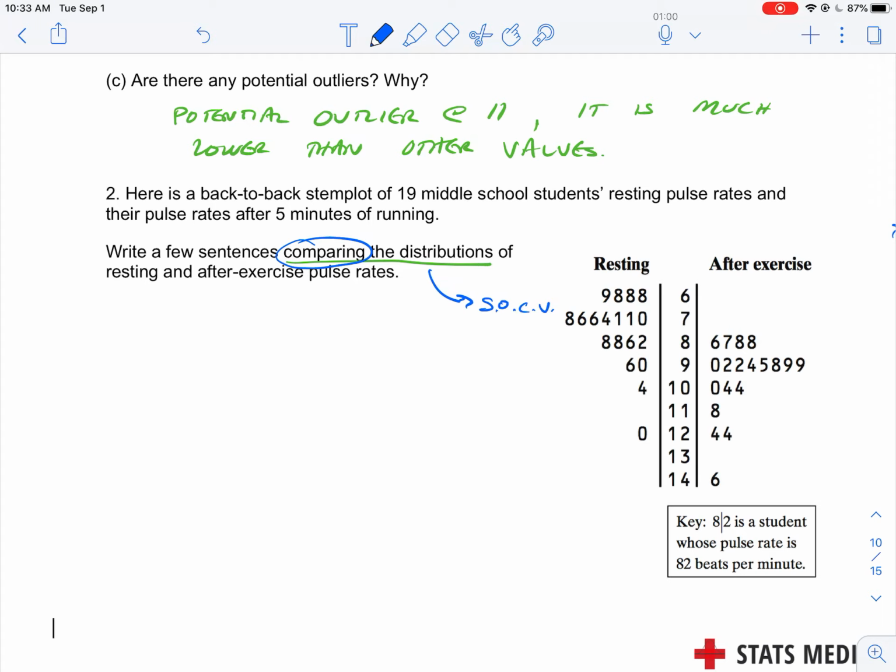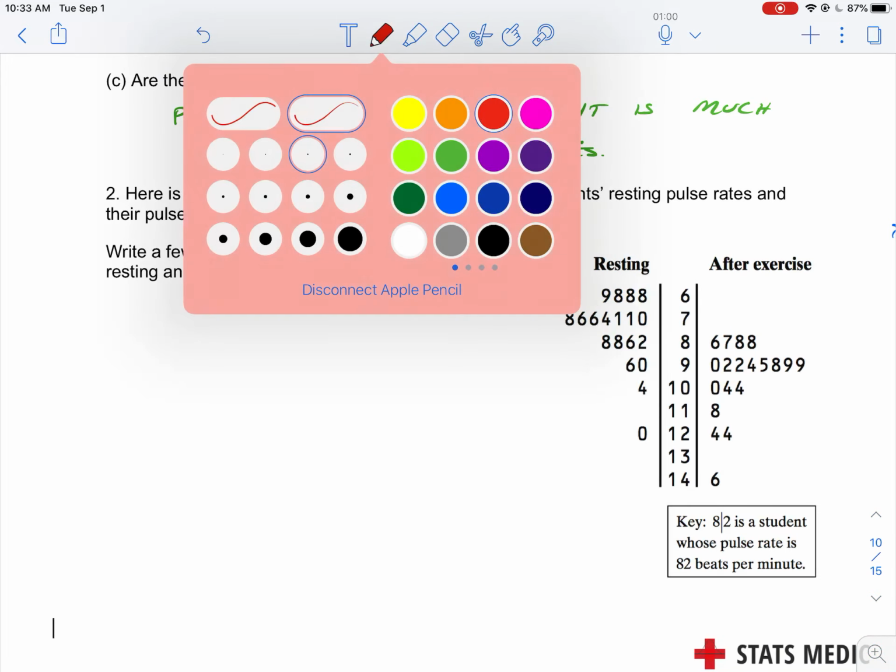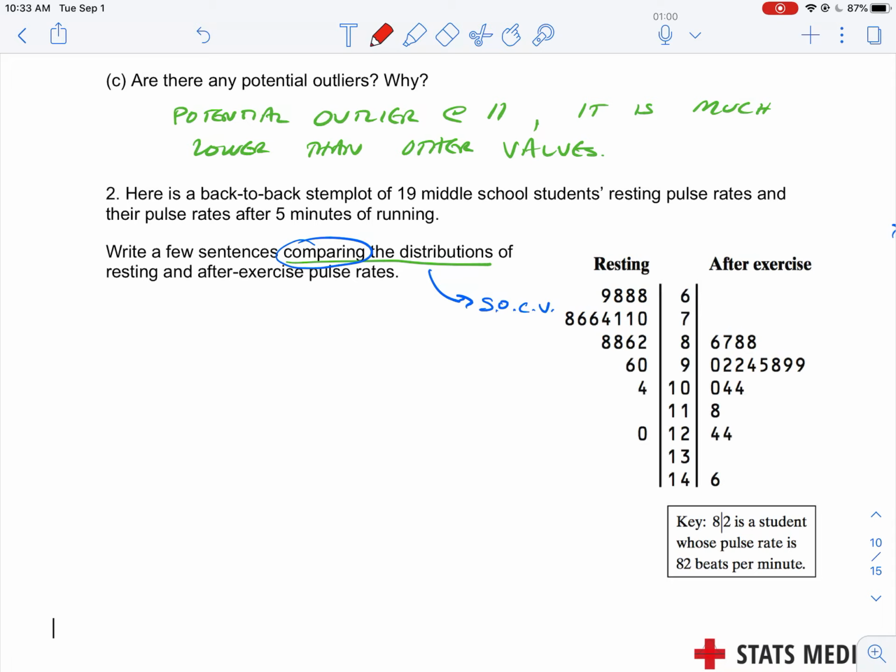Good idea to pause here, and now that you have the setup, we're going to use SOCV and use comparative language. Go ahead and pause here, try it, and then come back and I'll give you what I had for my write-up for this. Okay, so we're after the pause.